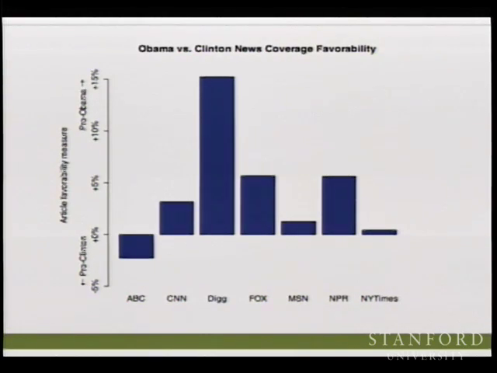And what we actually found was that people were publishing statistically significantly different amounts of Obama favorable news versus Clinton favorable news. ABC in this period of a month was the only one that published more pro-Clinton articles than pro-Obama. Digg, you can see, is way out pro-Obama, which just a glance at the data would show you.